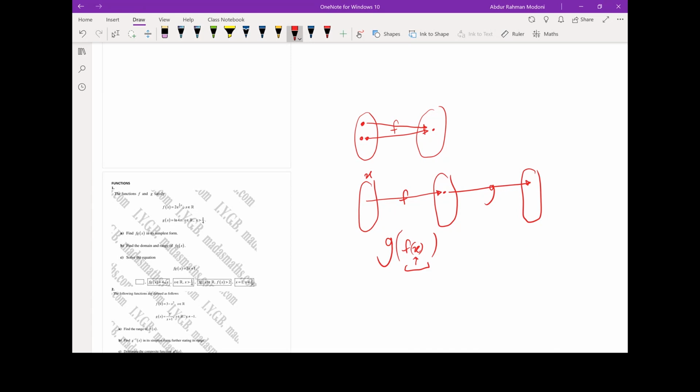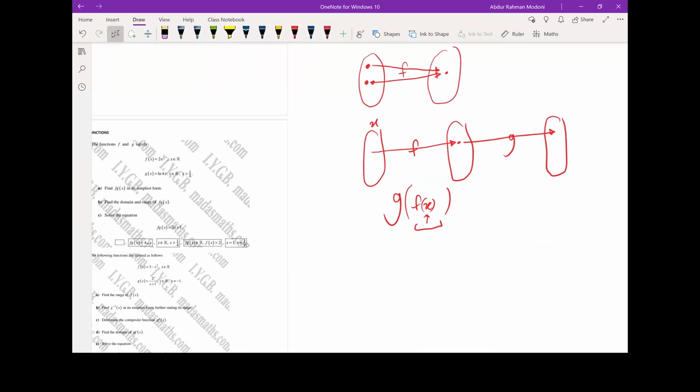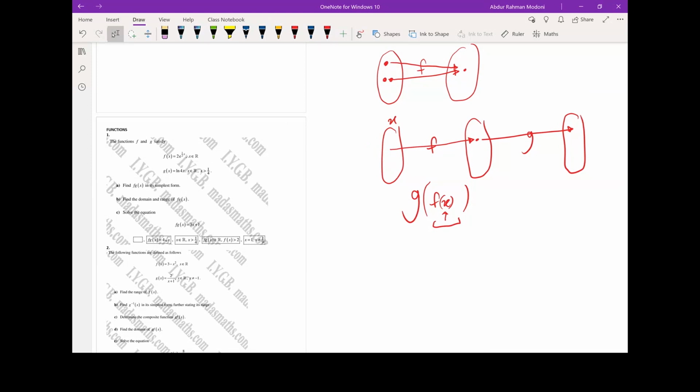I did go through the details of this when we went through functions during lockdown, and you should have a video with more detail about that. But this is just a little overview of some of the key important things about functions before we look at this question. So that's the second point. We talked about functions and composite functions.